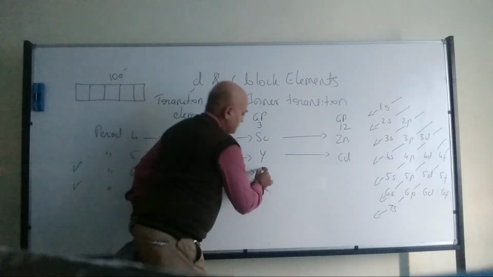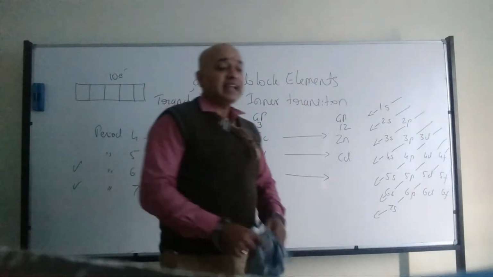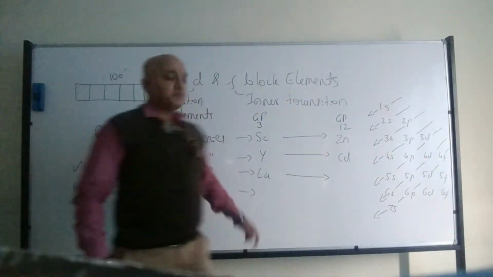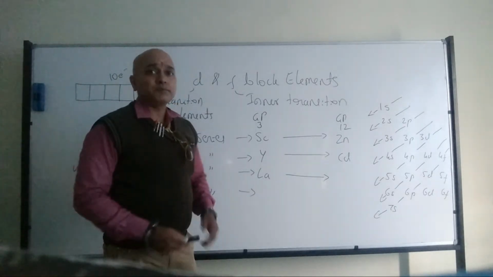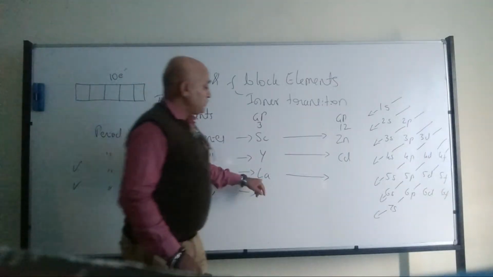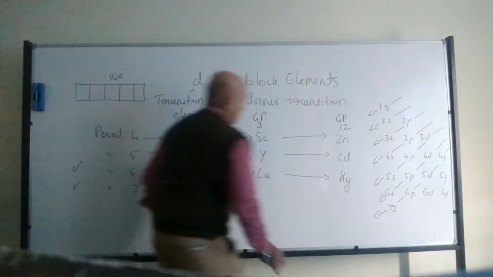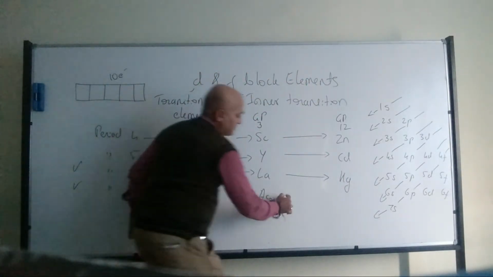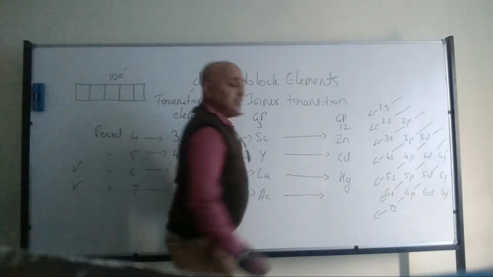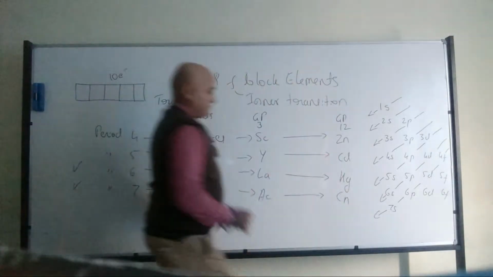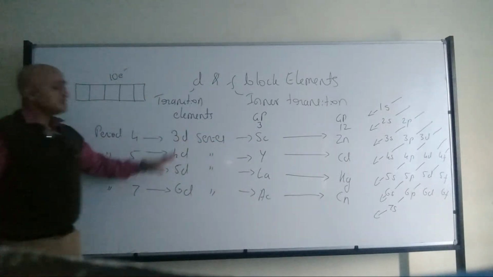Next one, the lanthanide series. It will start from or after lanthanum. So here we have lanthanum, after that we have the F block, and once again the D block elements will start. So from lanthanum to mercury. Then actinium: from actinium to copernicium, Cn. So that's where we have the different series.